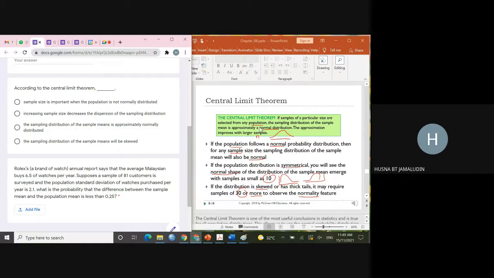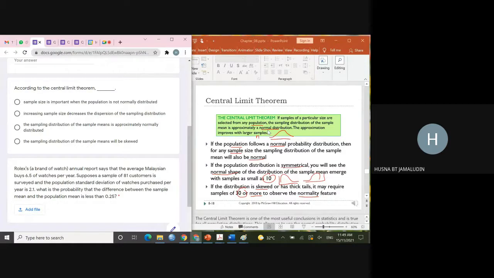I hope that you can see my right hand side notes, which is on central limit theorem. So let's just read the green box. Normally the green box will summarize everything about the theory. It says that if samples of a particular size are selected from any population, the sampling distribution of the sample mean is approximately a normal distribution.